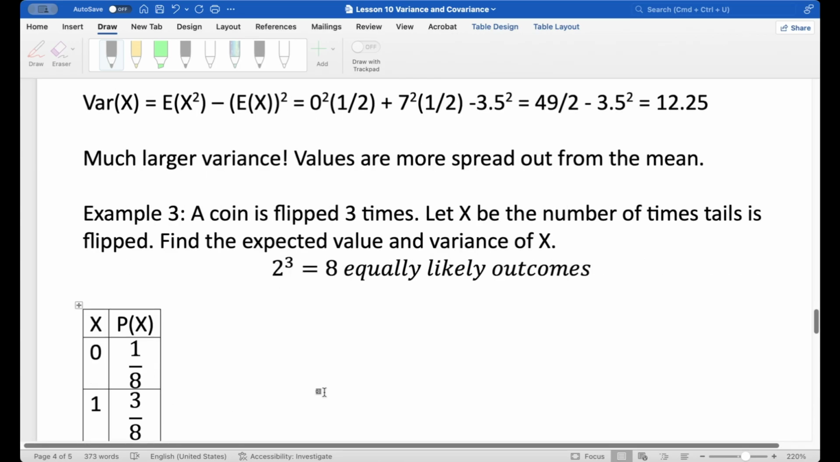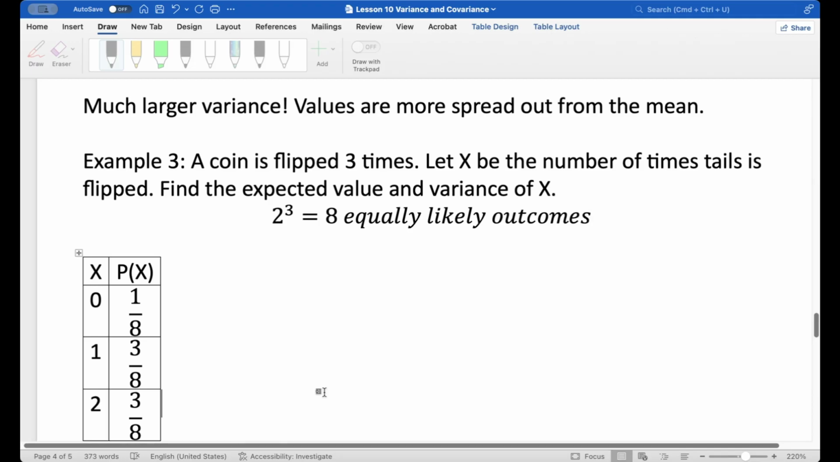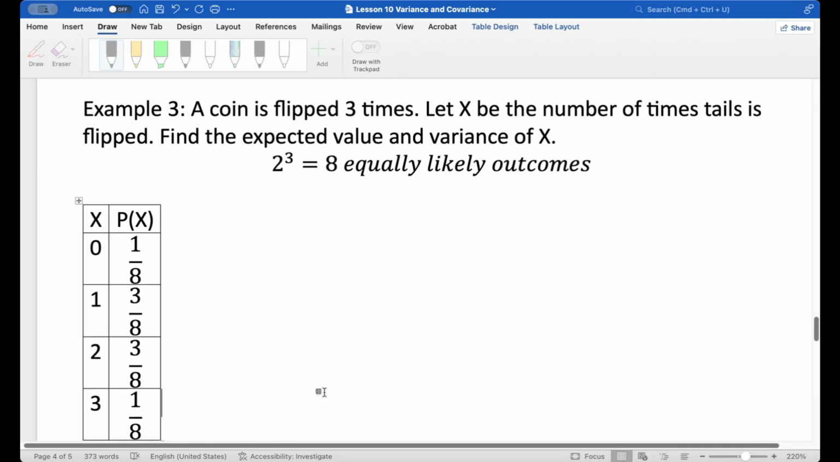Now, 2 tails, we could do a combination, or we could view 2 tails as 1 heads, and that's also 3/8. And then 3 tails, they all have to be T. There's only one way to do that. So this is our distribution here. These are all the possible values for the random variable x and the corresponding probabilities. Notice that the sum of the probabilities has to add up to 1, and it does. We have 1, 3, 3, and 1. That adds up to 8/8.